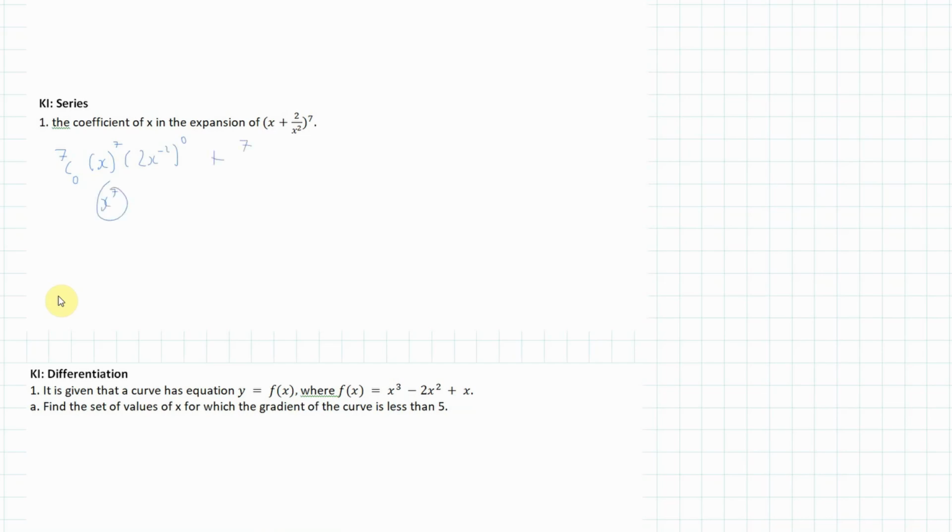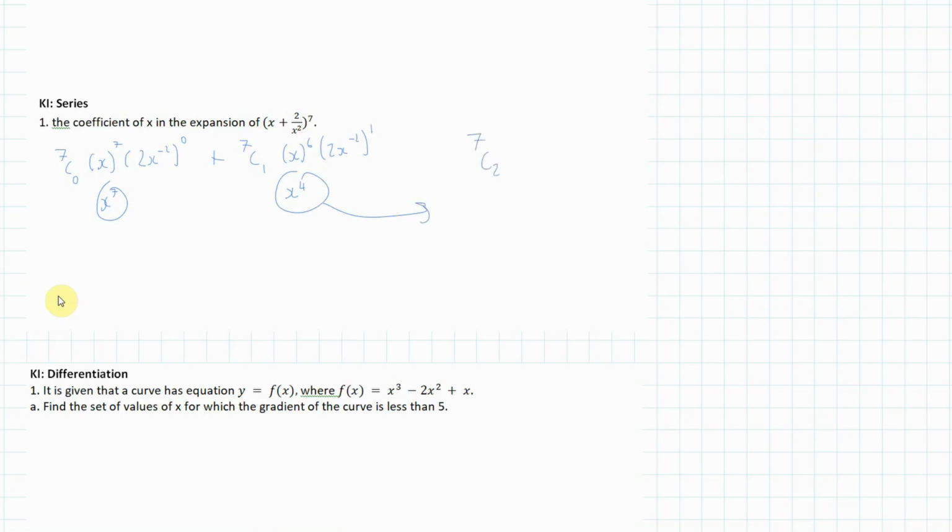Then the next one will be 7 choose 1. You'll have x to the power of 6 into 2x to the -2 to the power of 1. Now you're going to have 6 take away 2, so it'll be x to the power of 4 here. You're losing 3 each time, so it's the next one that we want, because we're wanting x to the power of 1. So this is the one we want.